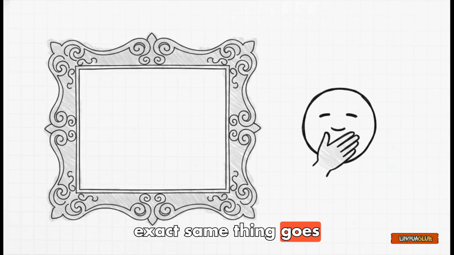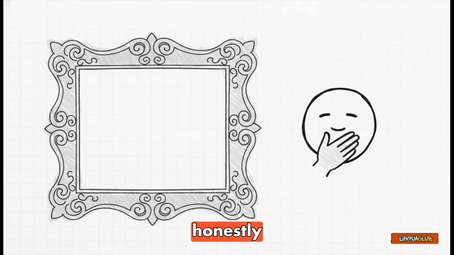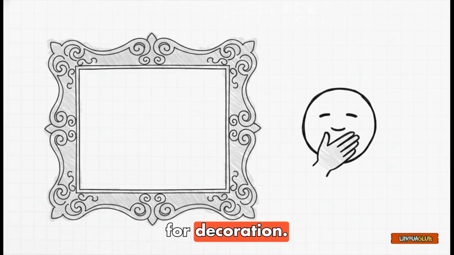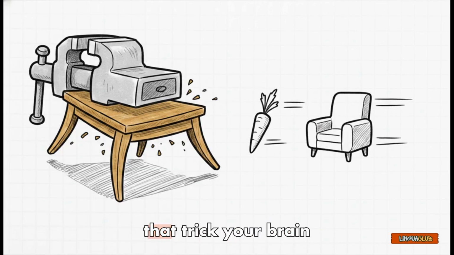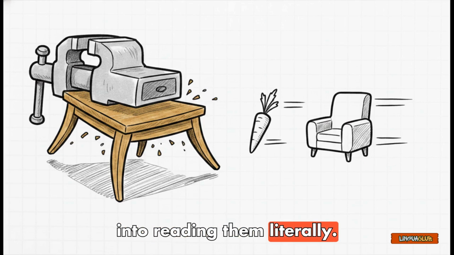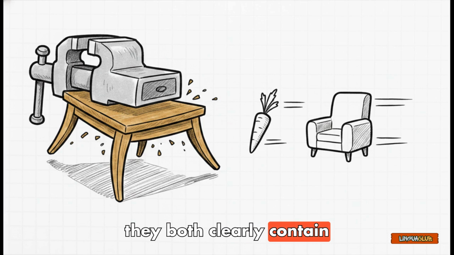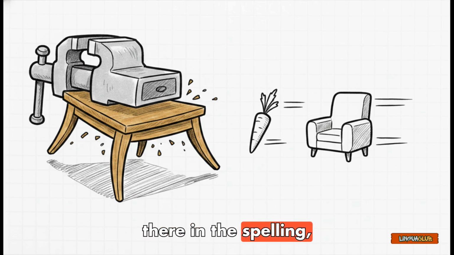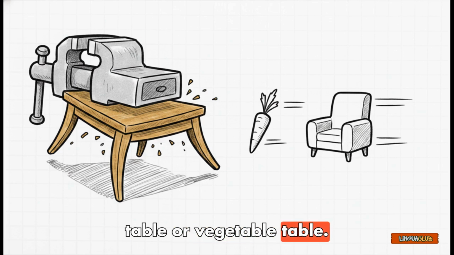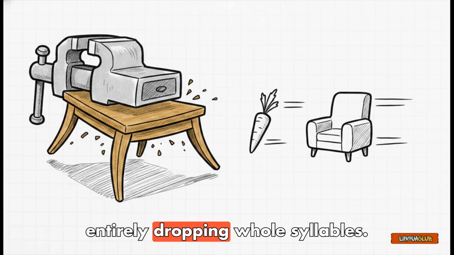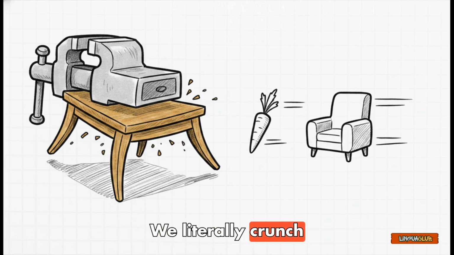The exact same thing goes for words like make. You honestly just have to accept that sometimes the letters are there purely for decoration. And then, well, we have words that trick your brain into reading them literally. Take comfortable and vegetable. I mean, they both clearly contain the word table right there in the spelling, right? But we do not say comfort-table or vegetable-table. Native speakers get kind of lazy and just reduce the sounds, entirely dropping whole syllables. We literally crunch it down to comfortable and vegetable.